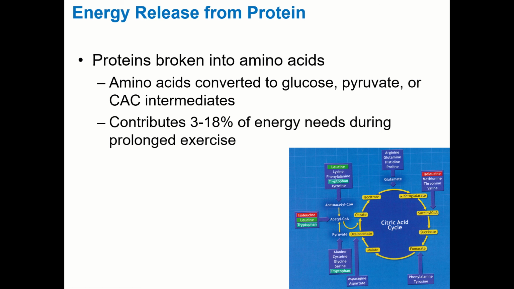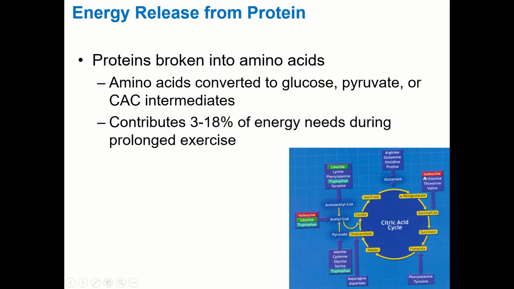So proteins, remember about proteins that they are polypeptides. They are these long strings of amino acids, right? So a protein itself is a long string of amino acids, so you can break it down into its individual building blocks, which are the amino acids, and then the amino acids themselves, we can convert those to glucose, we can convert them to pyruvate, again, the end product of glycolysis, or into citric acid cycle intermediates. So you can see the citric acid cycle here.